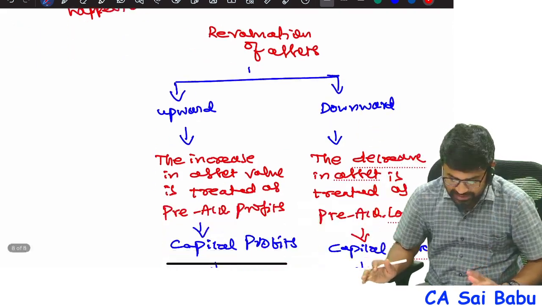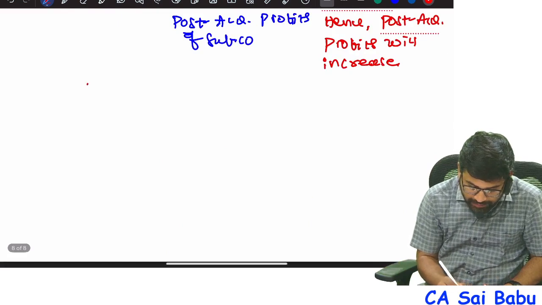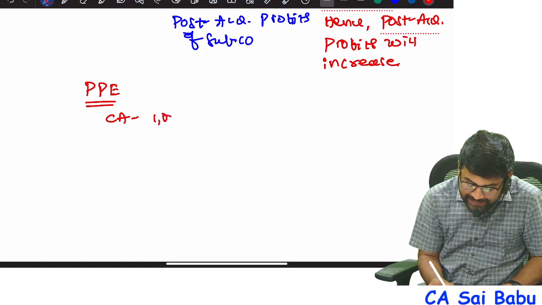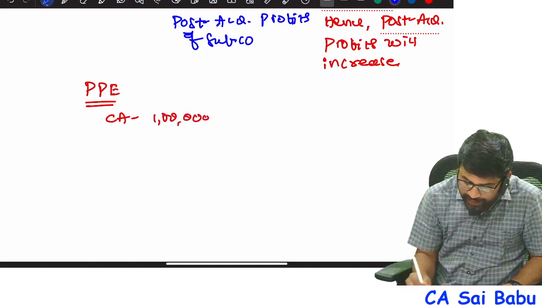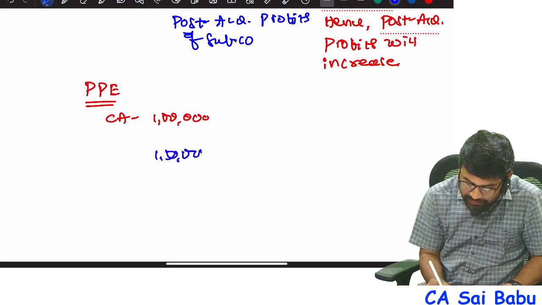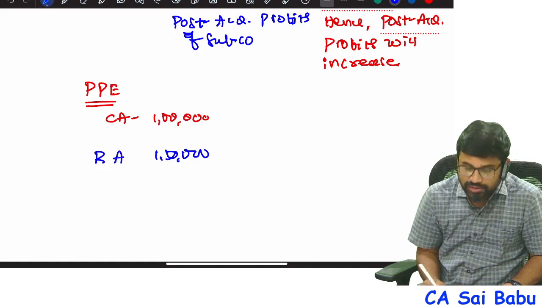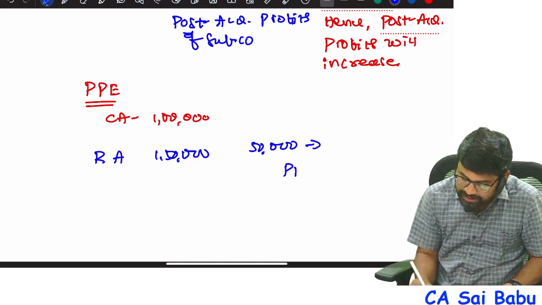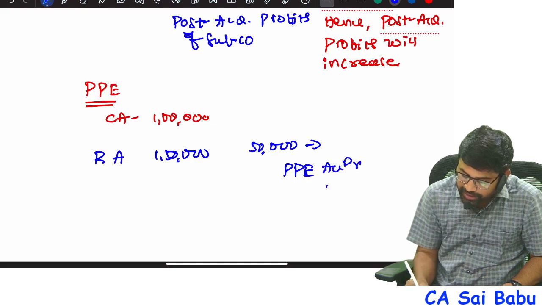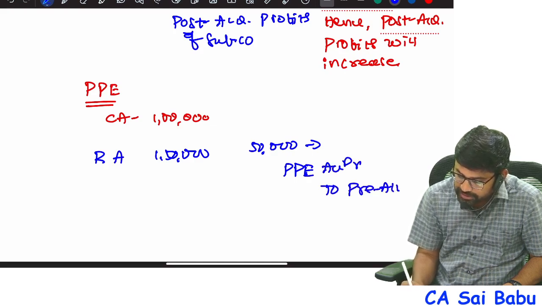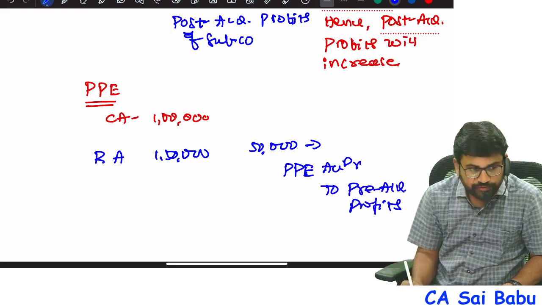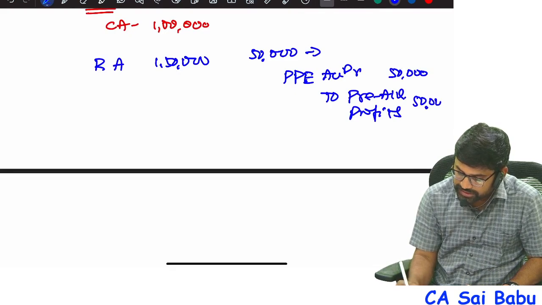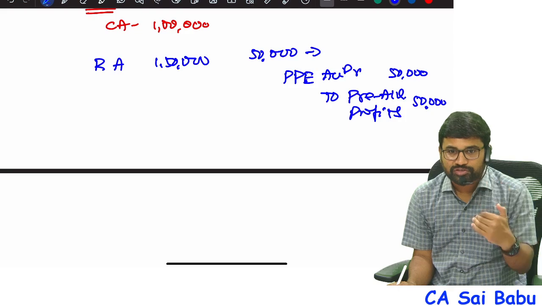Revaluation of assets. For example, sir, you see this. There is a property, plant, equipment, sir. This property, plant, equipment carrying value is 1 lakh. Now, parent company has increased this to 1,50,000. This is called revalued amount. So tell me how much increase? 50,000. Can you tell me what is the entry we will write? Simple. Asset value increased, na? PPE account debit to pre-acquisition profits. Simple. These are directly credited to which profits? Pre-acquisition profits. How much? 50,000. That's it. So to the extent of 50,000, increase your pre-acquisition profits.